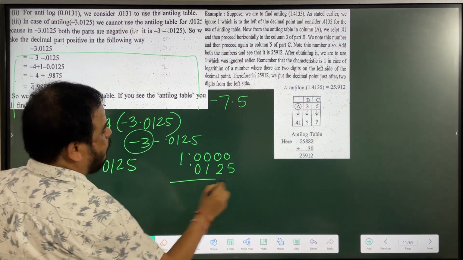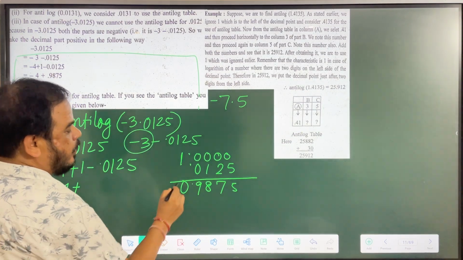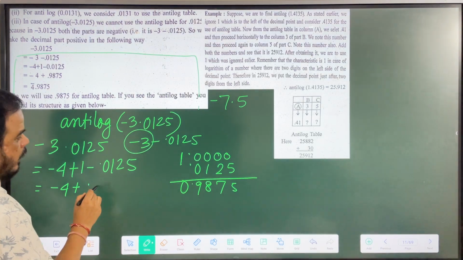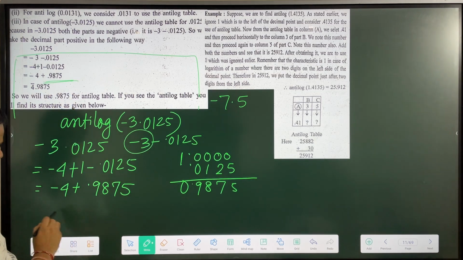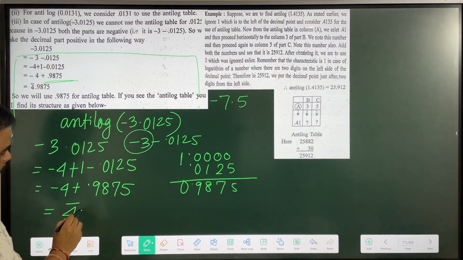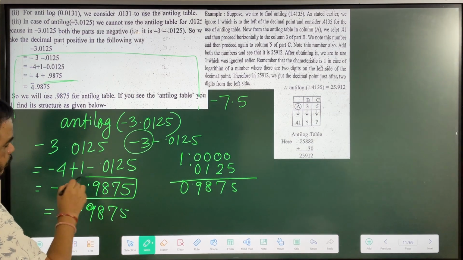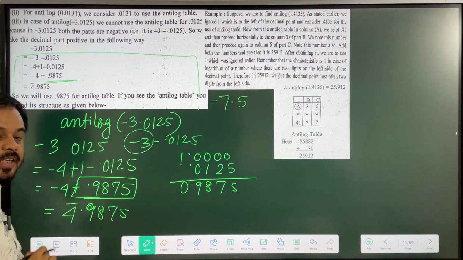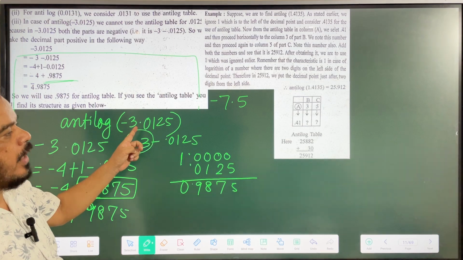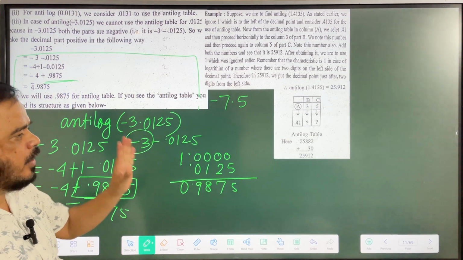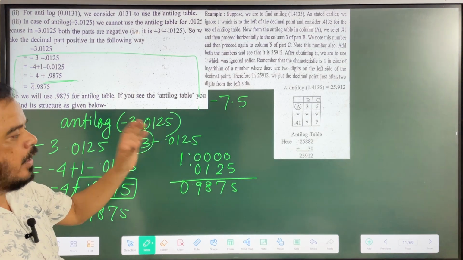So from 1 we subtract 0.0125, and we get 0.9875. Now we can write 4 bar 0.9875. Now the decimal part is positive; only the characteristic is negative. Remember that. When we get a negative antilog, we cannot find the antilog directly. If positive, we don't have any problem. Directly we can use the antilog table.